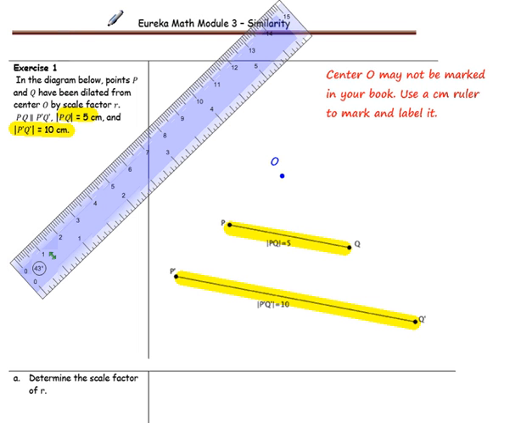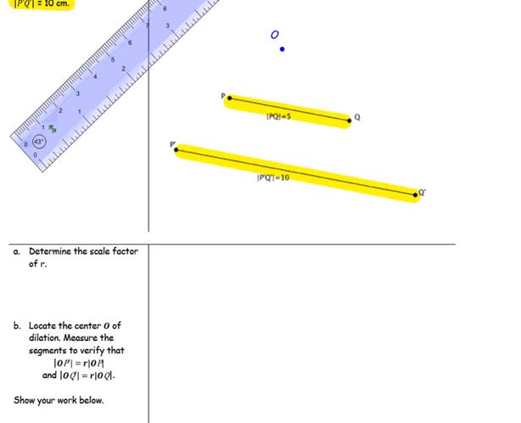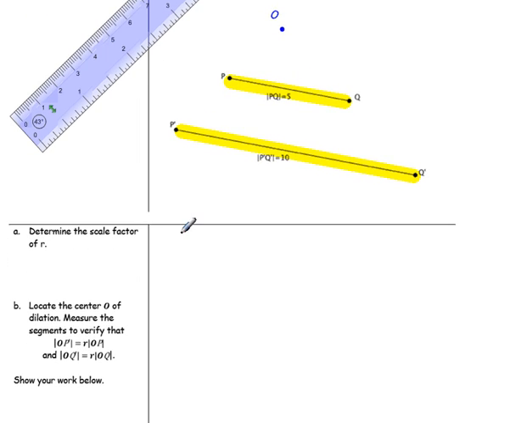Recall that the scale factor can be determined by writing our equation. The length of P prime Q prime is equal to the scale factor times the length of PQ. We know the length of P prime Q prime is 10, and we know the length of PQ is 5. So the value of R, or our scale factor, is 2.